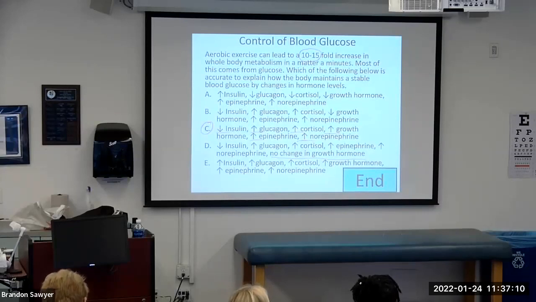In a matter of sometimes 30 to 60 seconds, we can change our metabolism that much, that rapidly, right? And most of that's getting pulled right out of our blood, right? So the body has to have drastic measures and multiple measures to maintain blood sugar, right?